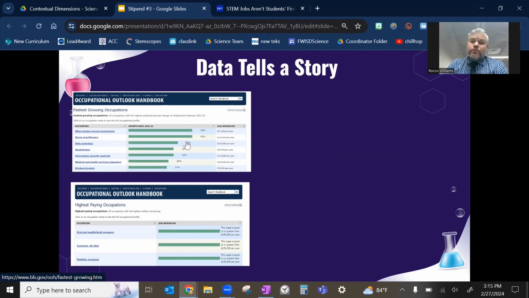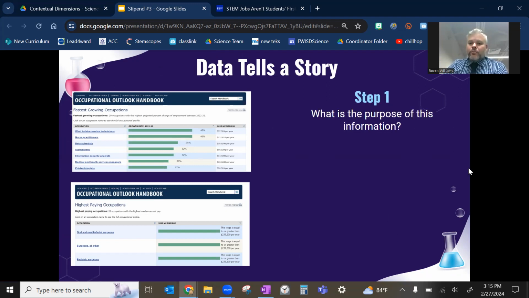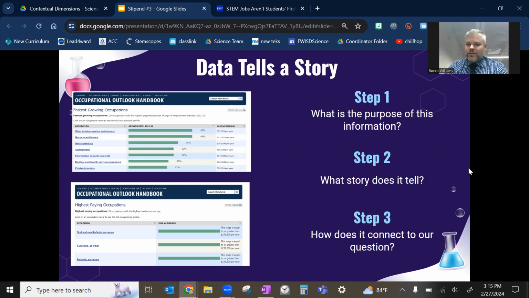I looked up the U.S. Department of Labor statistics, and we had two different pieces of data that we did. If you remember from last session, there were 3 steps in data tells a story. Number 1, look, what's the purpose of this data? So don't analyze it yet, just figure out what's the purpose of it. And then number 2 is, what's the story? What is it telling? And then number 3, how does it connect to our question? Our question, remember, after our notice and wondering was, how do we get our kids more interested in scientific courses? Right. So those are the 3 questions.